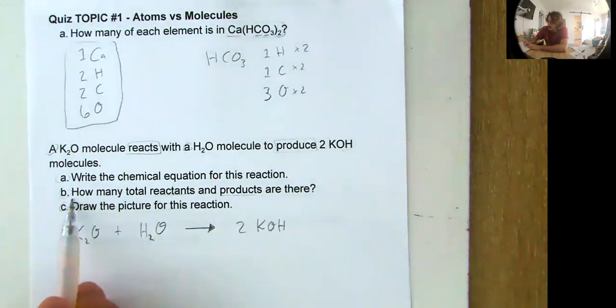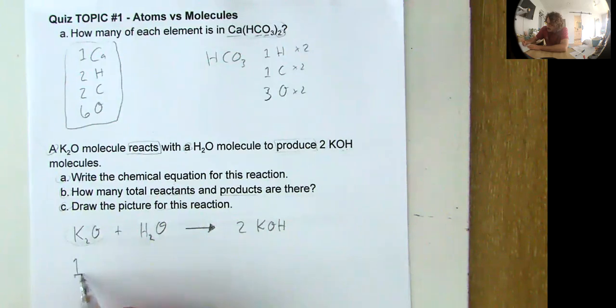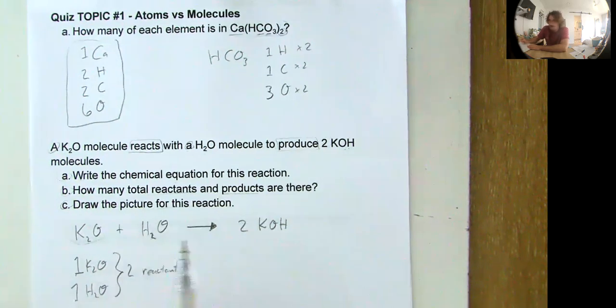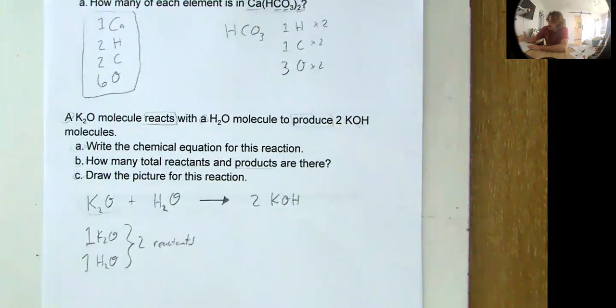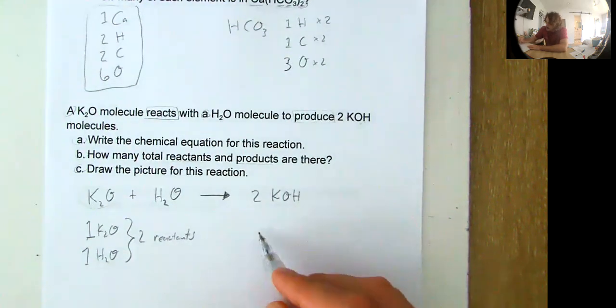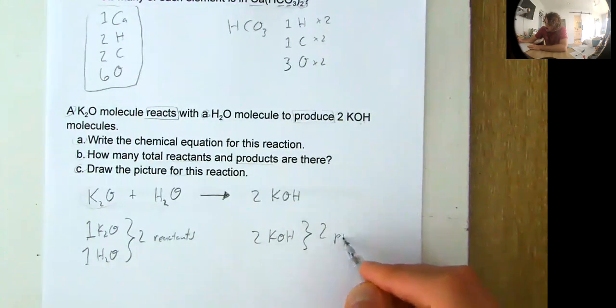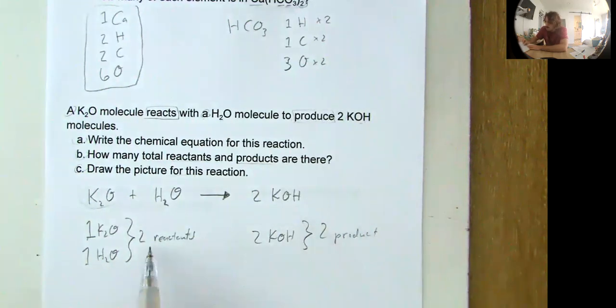Then we're going to figure out how many total reactants and products there are. There's one molecule of K2O and one molecule of H2O, so that's a total of two reactants. Remember, anything on the left side of the arrow is reactants, and anything on the right side of the arrow is products. On the right side there are two KOH, so that's a total of two product molecules.